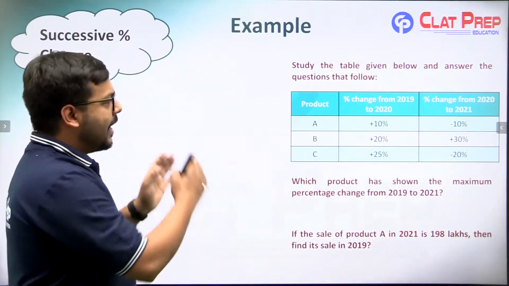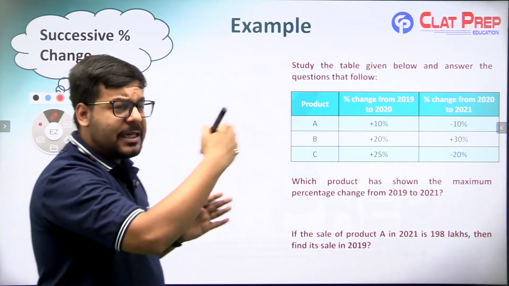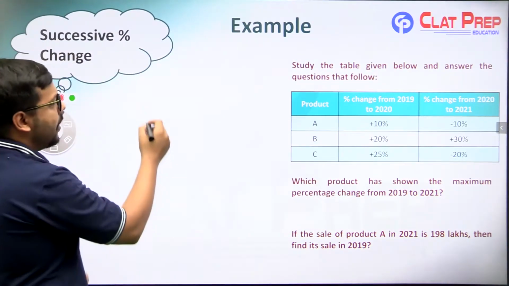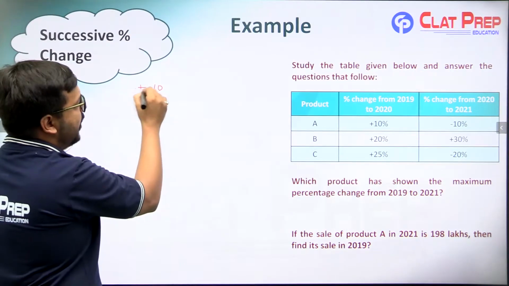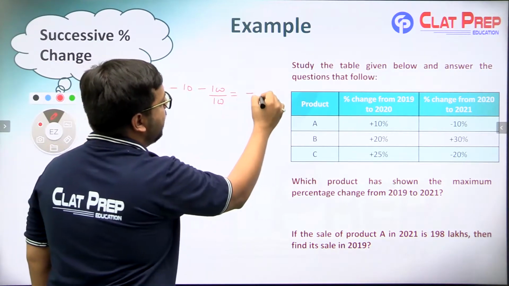Now let's suppose we are talking about product A. I've increased it first by 10%, then I've decreased it by 10%. I can easily calculate the overall percentage change, that is plus 10 minus 10 minus 100 upon 100, which is nothing but minus 1%.